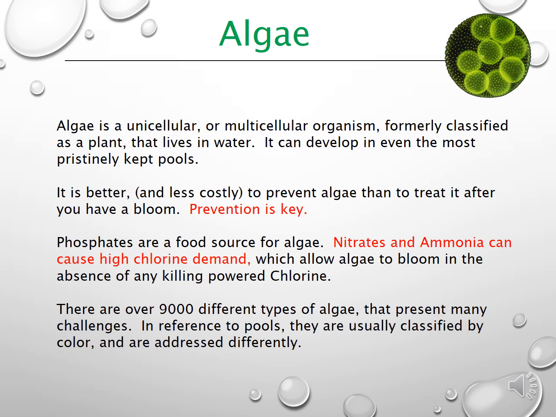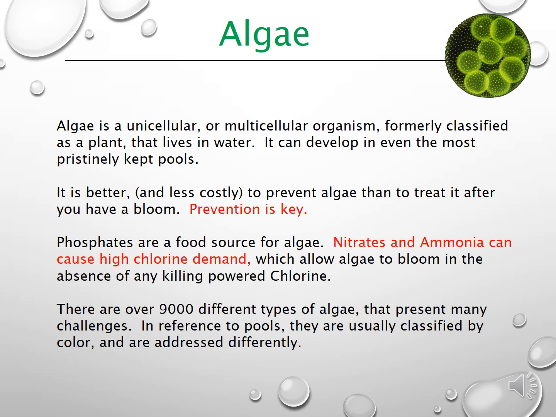Algae is a single-celled or multi-celled organism. It used to be classified as a plant, and it's not any longer, but it lives in water. It can develop in even the most pristinely kept pools, so it is far better and far less costly to prevent algae than it is to treat it after you've had an algae bloom. Prevention is key. Phosphates are a food source for algae.